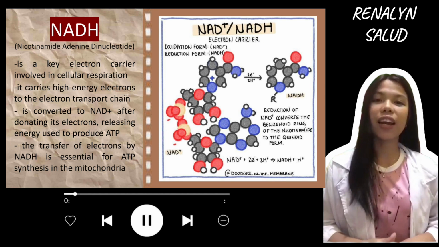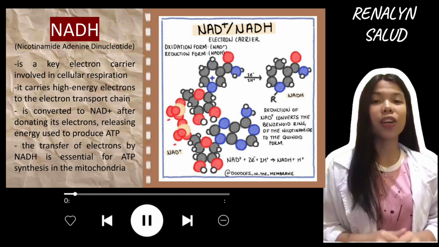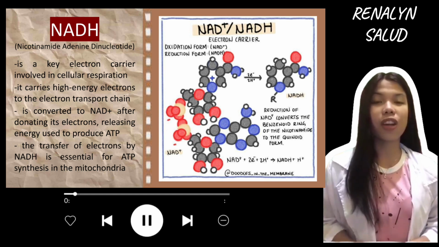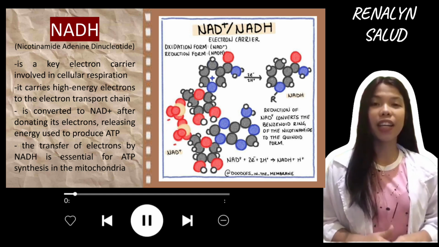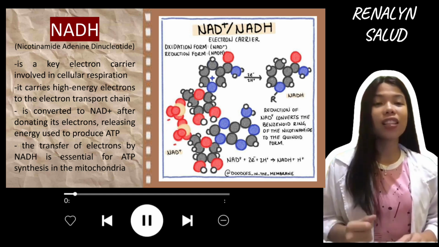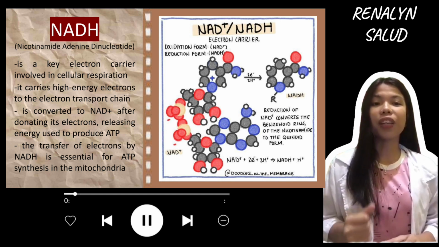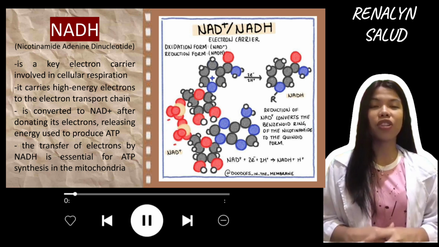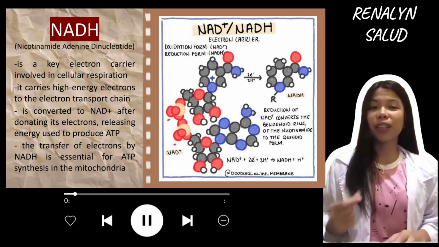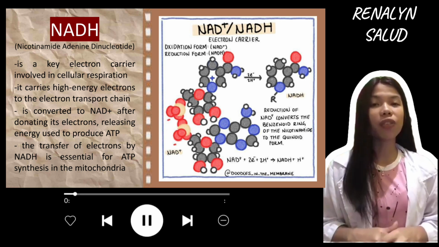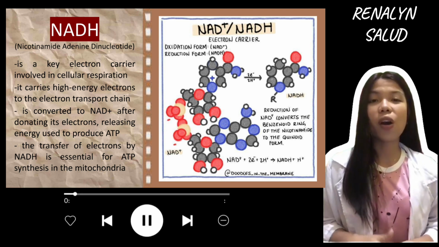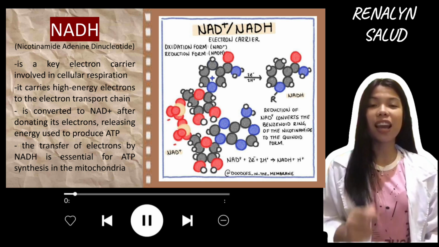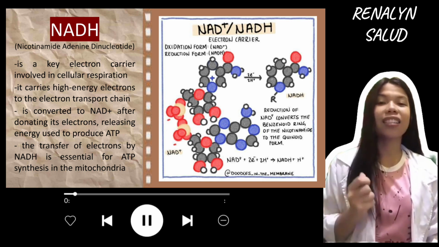We have here the first electron carrier, which is NADH, which stands for nicotinamide adenine dinucleotide. This electron carrier carries electrons gained from the breakdown of glucose and donates them to the chain of enzymes in mitochondria that are involved in producing ATP, or the electron transport chain. Also, this oxidizes NADH back to NAD+.